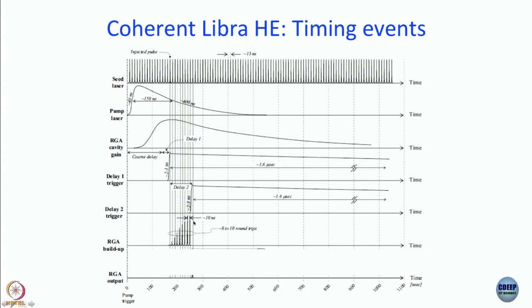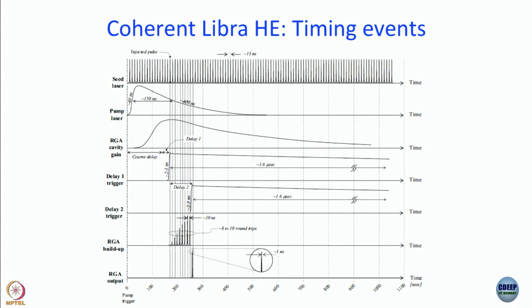Build up of the region, the seed being amplified in the region, and then more or less near the maximum, you switch it out, and then you don't see the remaining part. And this is the pulse that is switched out.